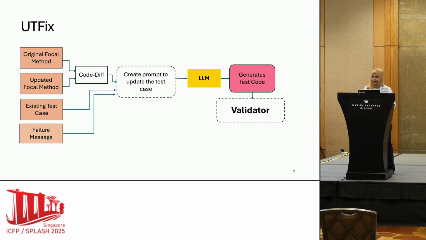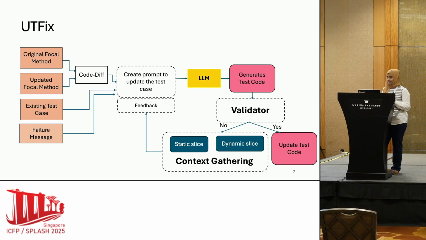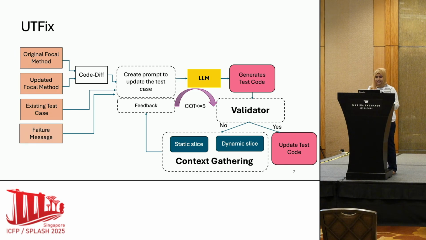Then we have a validator that checks if the generated test is correct or not. If it is correct, then we directly take that test and update the test code. Otherwise, we collect more contextual information by static and dynamic slicing. Then we generate feedback considering all this contextual information and pass it to the LLM. We keep running this process until the chain of thought value is less than or equal to 5.